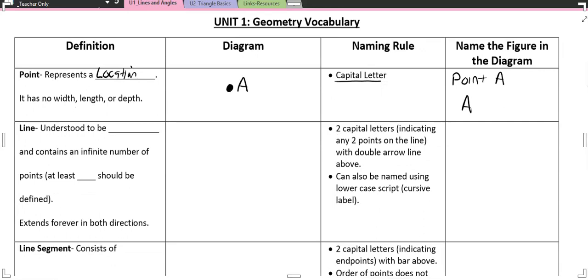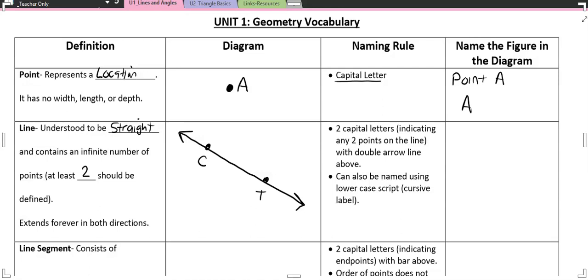Now, once we take those points, we can start creating things with multiple points. So the first one we begin with is a line, which is understood to be something that is straight, and it contains an infinite number of points, and at least two of those points should be defined. So what I mean is, if you take an infinite number of points, look at all those dots I'm putting there, you can make a line with those. But when we're typically drawing lines, we're just going to define 2 points that are on that line. So let's call it, in this case, C and T, and then we're going to draw a straight line that connects them with the arrows on the end, and that's going to be super important here, okay?